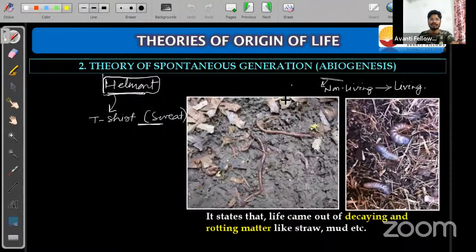Next is your theory of spontaneous generation, which is also called as abiogenesis. It is given by von Helmont. He conducted an experiment based on what he was doing. He was experimenting in a laboratory.